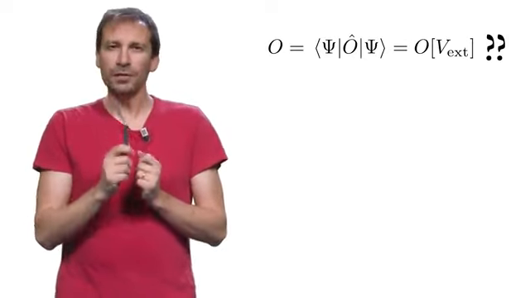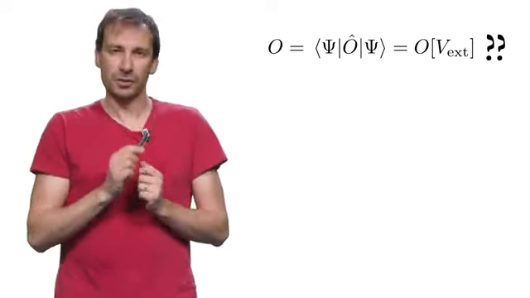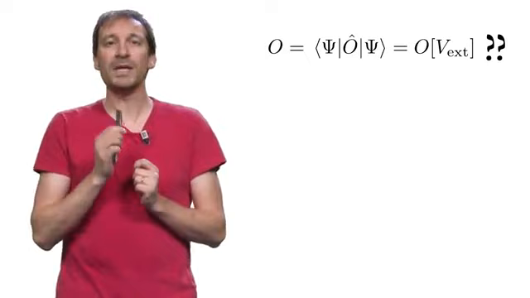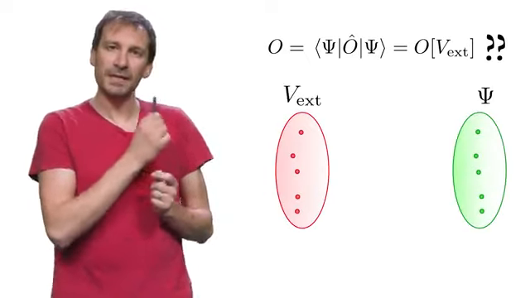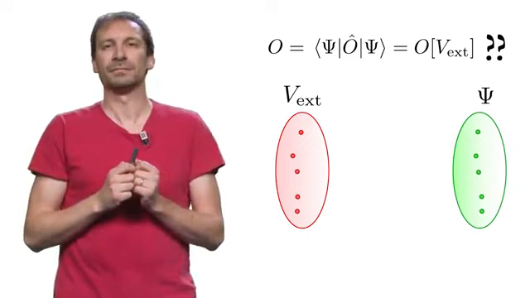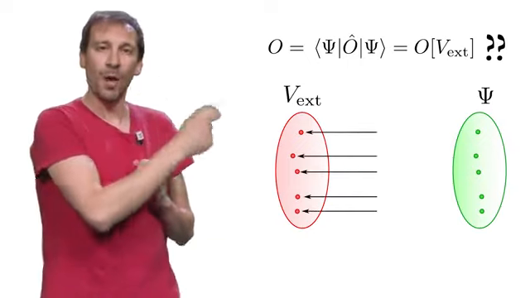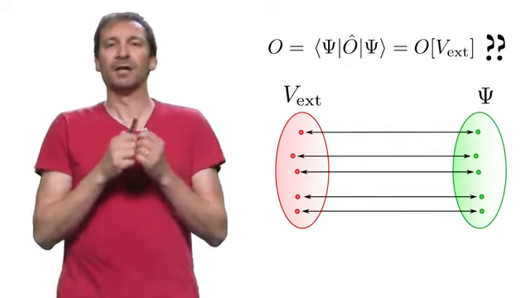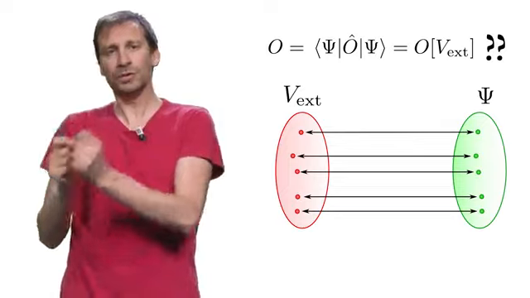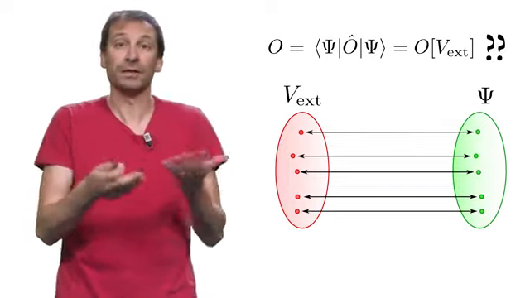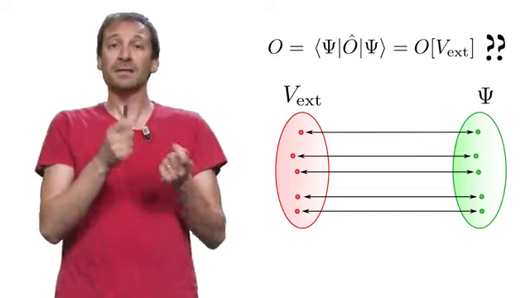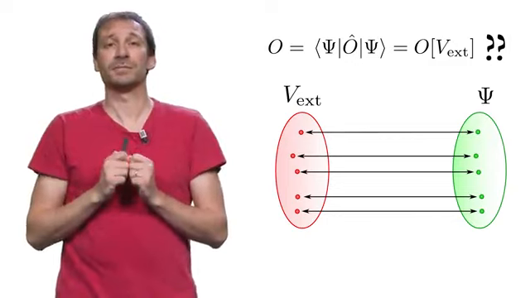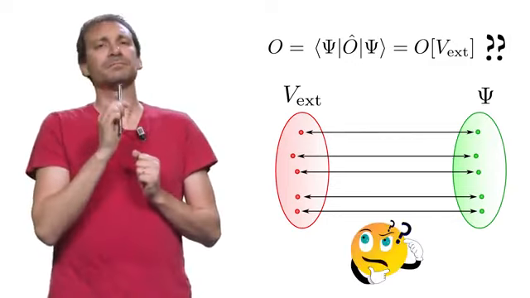Let's see. In order for the observable to be uniquely described by the potential, since it is uniquely described by the many-body wave function, we need the external potential to be in strict relation with the wave function. In particular, we need the one-to-one correspondence. We call this a bijection. If we have two different potentials, we should have two different wave functions, so giving us two different measures for an observable. And vice versa. Two different wave functions come from two different potentials. Okay? But is this the case?